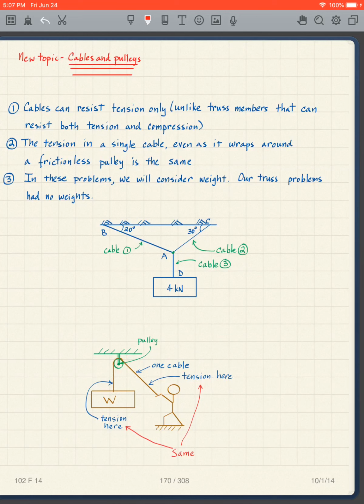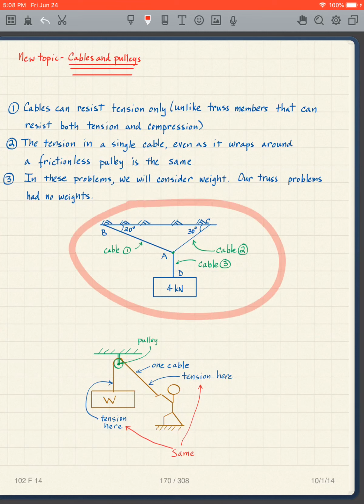Well, the tension in this region is the same as the tension in this region. That's if we have a pulley that has no friction in it, so it doesn't resist anything. It's a little bit of an ideal situation, but if we have a very good pulley, it should be close to being approximately the same. So we're going to use it the same. If I have a single cable wrapping around a pulley, could go around 2 pulleys, could go around 3 pulleys, doesn't matter. Along that one cable, we are going to take that the tension everywhere is the same.